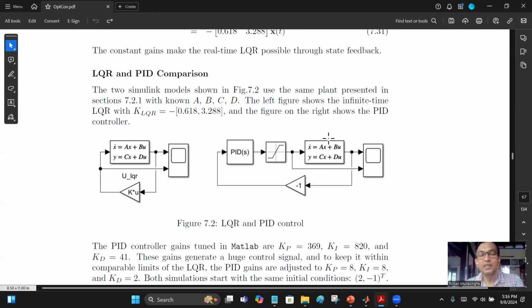You have the plant, and the output of the plant is two states. It goes to the PID. This is PID, this is the linear quadratic regulator. Of course, this is an experiment, or rather a simulation, to compare PID control with the linear quadratic regulator, because I think it's important for us to know how good the linear quadratic regulator is against a very popular controller, PID, right? So that's why this simulation.